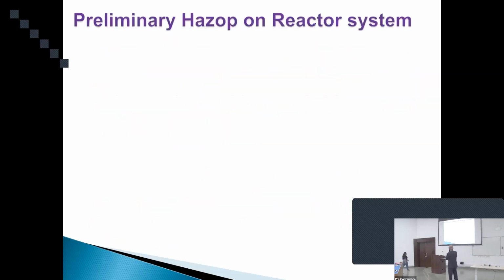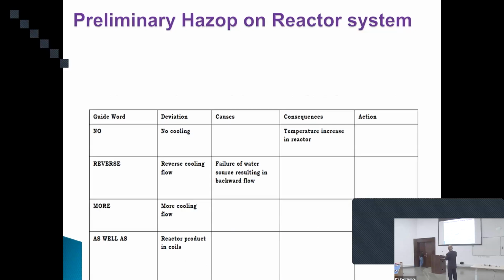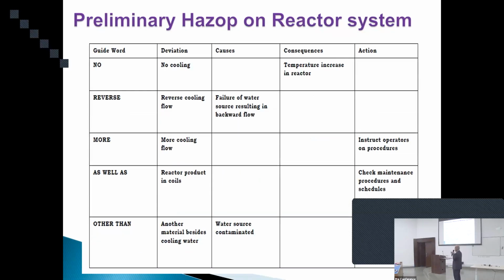If you look at it, this is the way the HAZOP worksheet is made. Guide word, deviation, cause, consequence, action. No cooling: temperature increase in reactor. Got the point? Reverse flow: reverse cooling, failure of water source resulting in backward flow. More cooling flow: instruct operator to... These are the things which are normally recorded like that. But this is not sufficient.